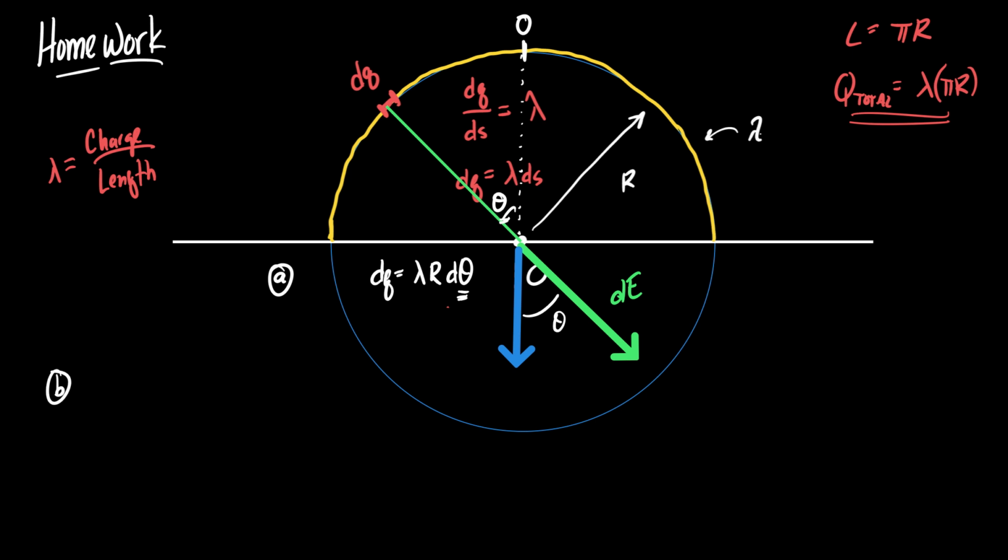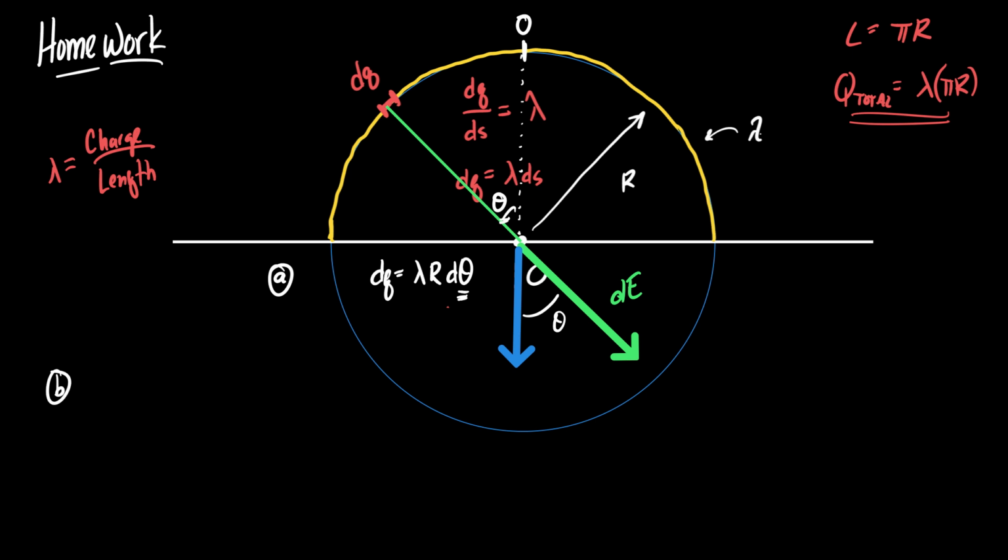All right. C, using your dq from A, what would be the most useful limits of integration for calculating the electric field at A? I would say that we can either go from negative pi halves to positive pi halves, or we could do 0 to pi halves and multiply by 2. So those would be, I think, the best limits to use.